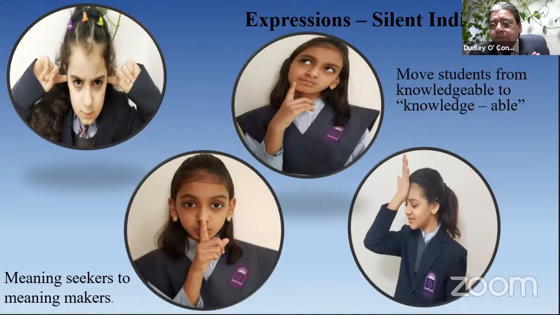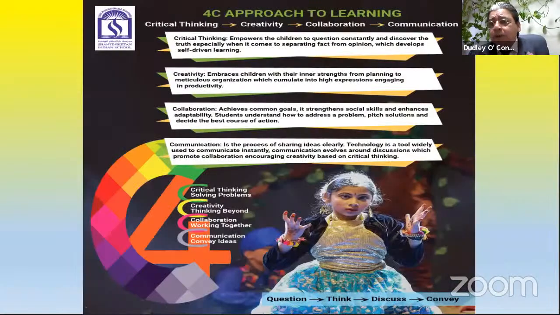Now I'm going to move on. This is just one poster. This is the 4C approach. Actually, I've got this here because I want you to see the poster and this little child over here. I'll be talking about that later. But let me just quickly go through the 4C approach. The 4C approach involves critical thinking, creativity, collaboration, and communication.